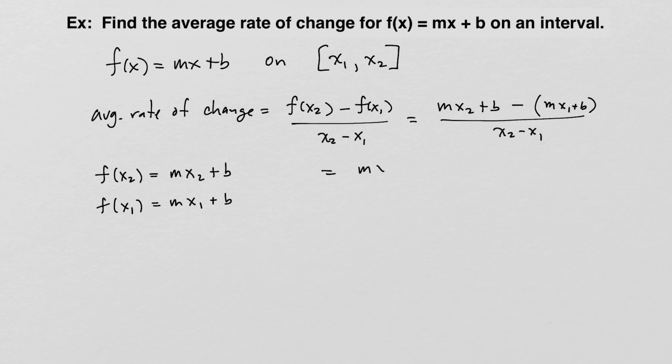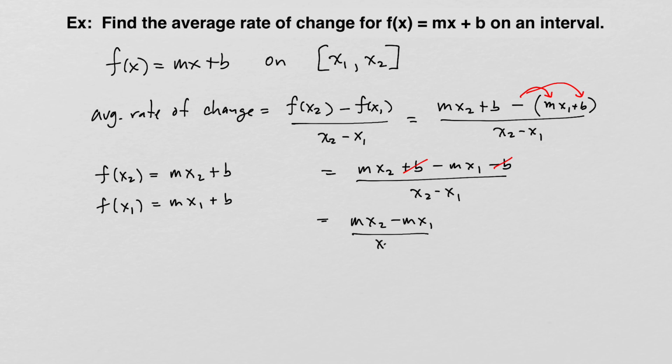If we do the math on this, we get mx2 plus b minus mx1 minus b. So what I'm doing here is distributing that negative. And this is divided by x2 minus x1. Notice that the b and the negative b cancel out, and we are left with mx2 minus mx1 divided by x2 minus x1. If you factor out the m on top, look at what happens. We can now cancel these factors out, and you'll notice that you just get m.